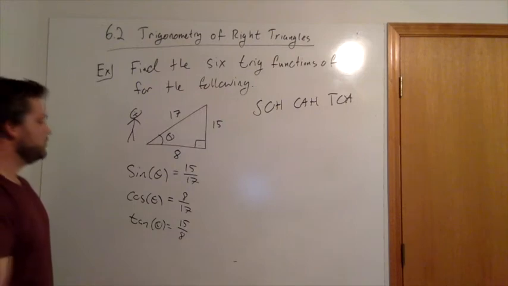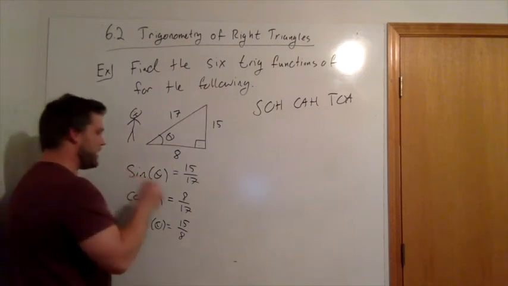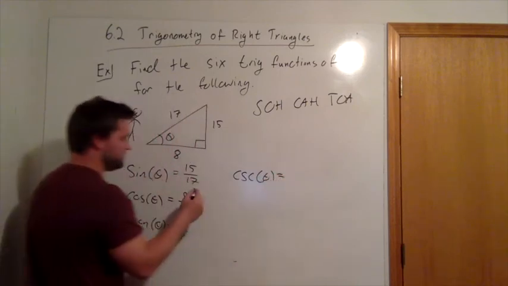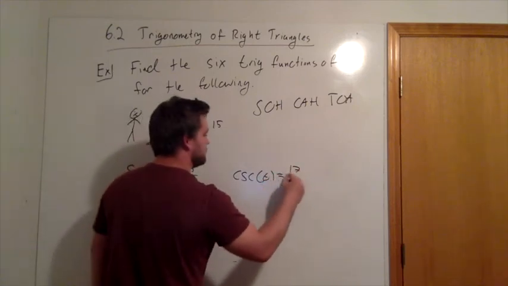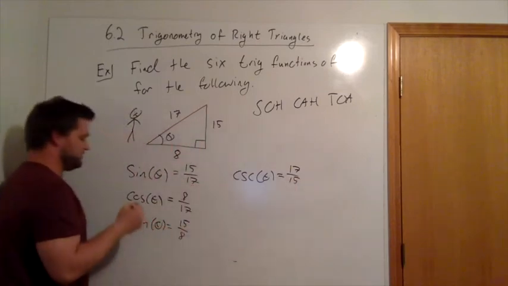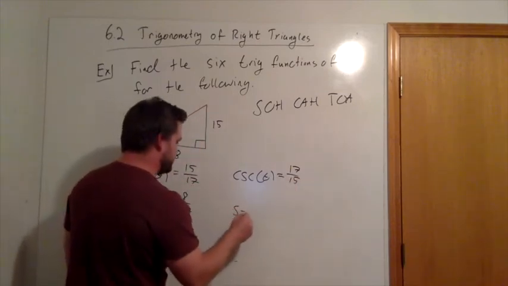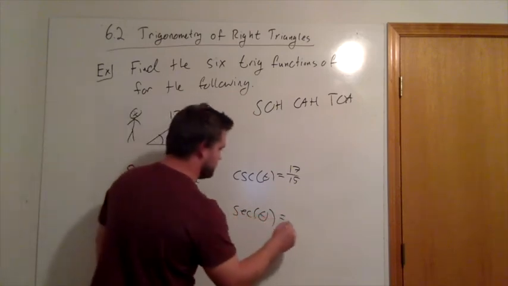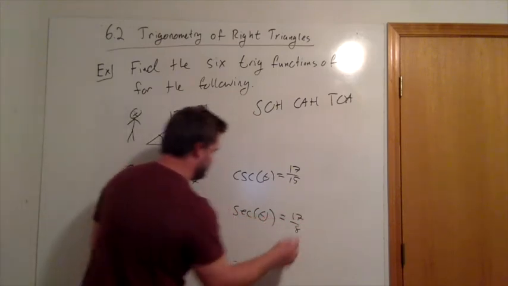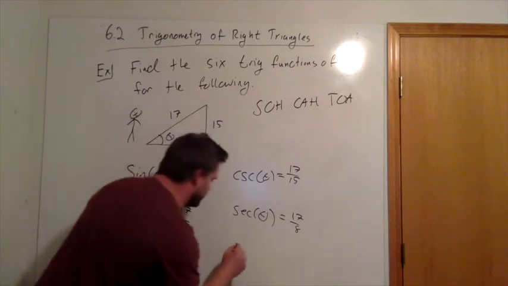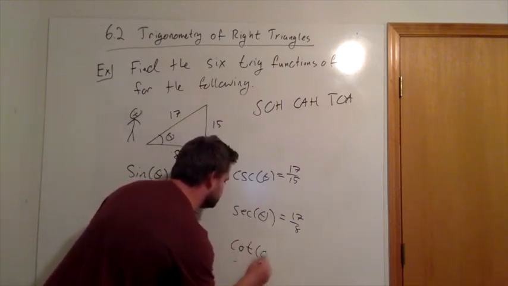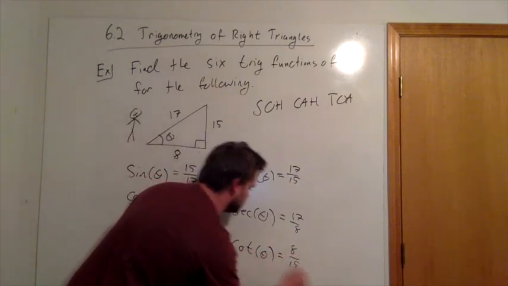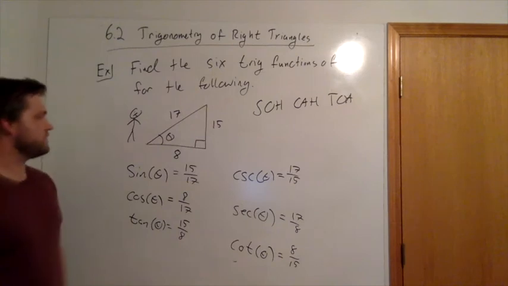And the other three will be the reciprocals. So the reciprocal of sine is defined as cosecant of theta, which will be 17/15. The reciprocal of cosine is what we call secant. So that'll be 17/8. And the reciprocal of tangent is what we call cotangent. And that'll be 8 over 15. And there you have it, the 6 trig functions of theta.